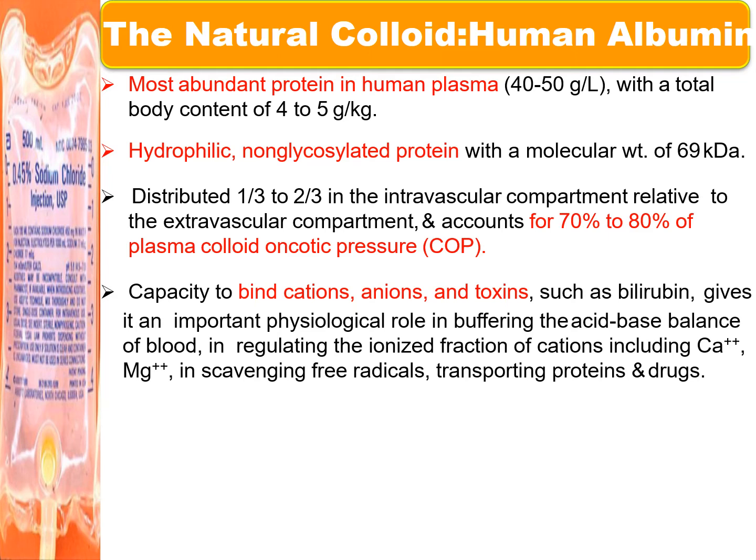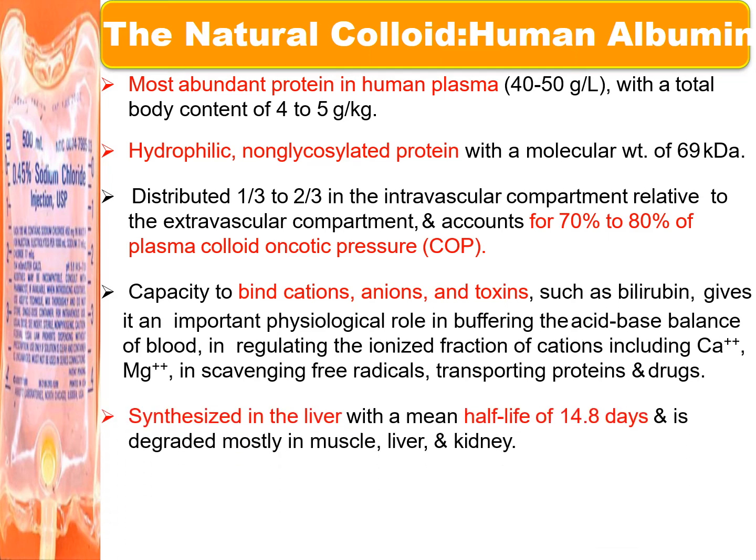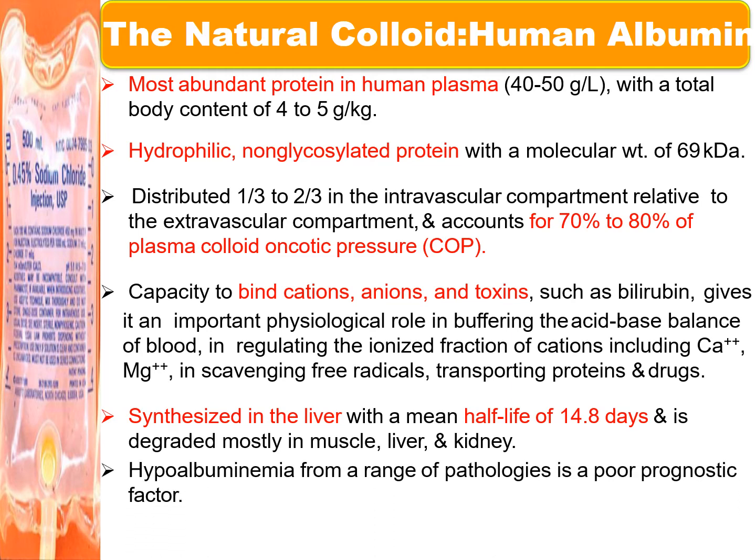The sixth important fact is that the human albumin is synthesized in the liver with a mean half-life of 14.8 days and is degraded mostly in muscle, liver and kidney. Hypoalbuminemia, arising from a range of pathologies, is a poor prognostic factor.